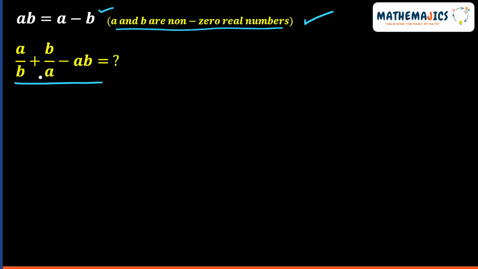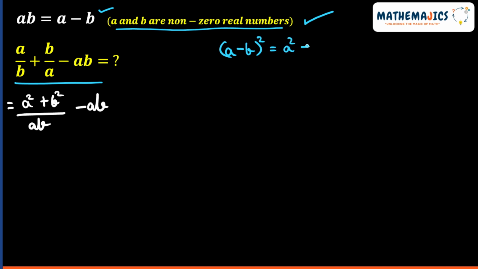In the first step, first of all, I can take LCM of the first two terms and I will get A square plus B square upon AB minus AB. After this step, I will be using one algebraic identity. That identity says A minus B whole square is A square plus B square minus 2AB.